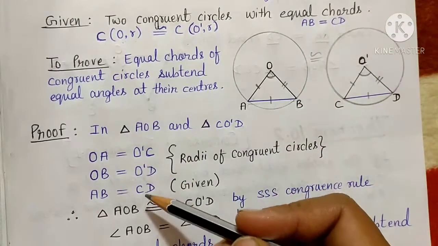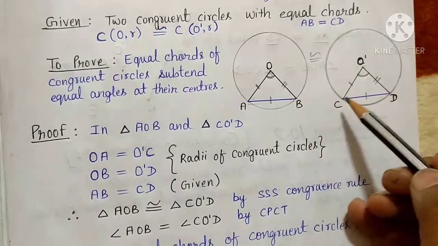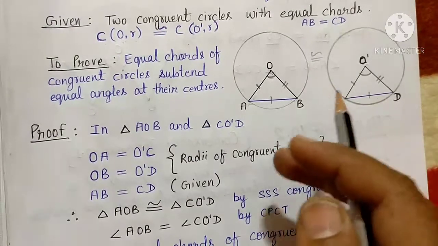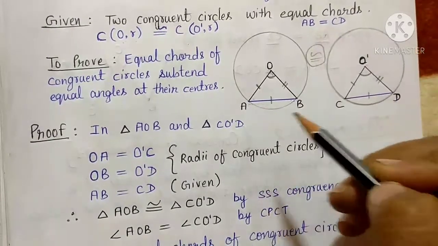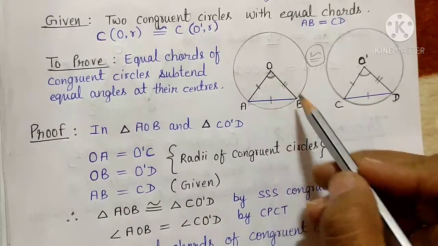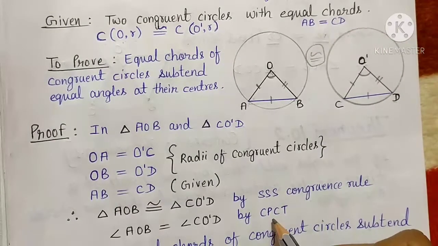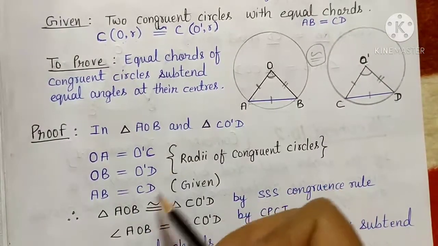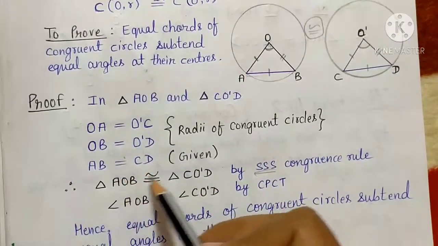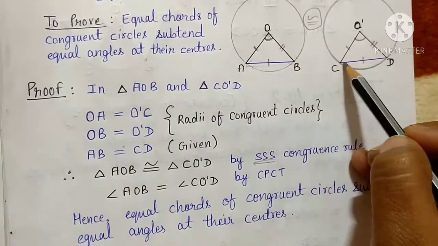So we have proved three things. Therefore we can say that triangle AOB is congruent to triangle CO'D. Once we have proved that these two triangles are congruent, we can easily say that angle AOB is equal to angle CO'D by CPCT. And how have we proved that these two triangles are congruent? By the SSS congruence rule, side, side, side. So we can say that these two angles are equal.